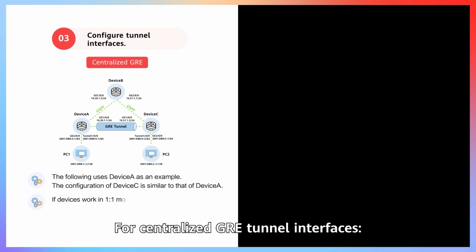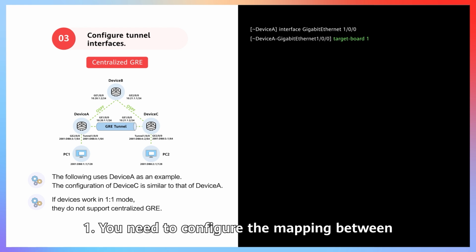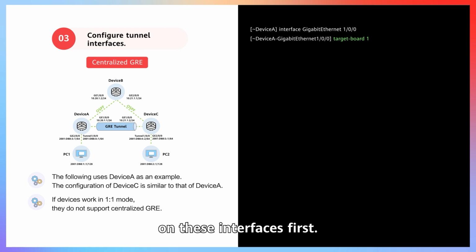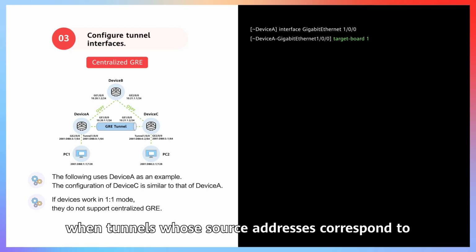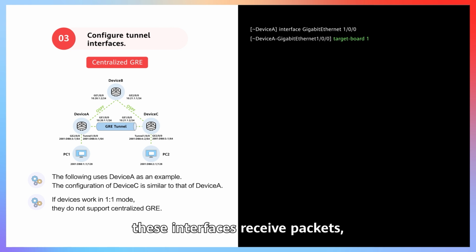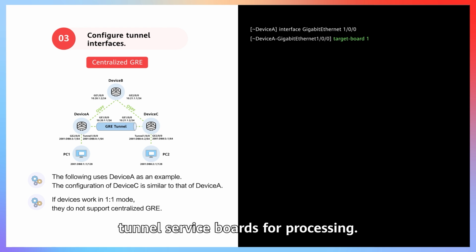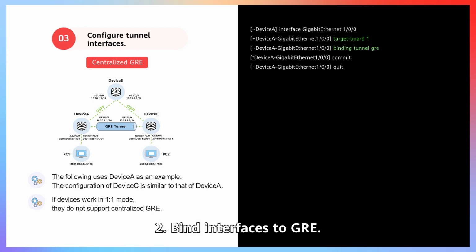For centralized GRE tunnel interfaces, first, you need to configure the mapping between tunnel source interfaces and tunnel service boards on these interfaces. Then, when tunnels whose source addresses correspond to these interfaces receive packets, they send these packets to the corresponding tunnel service boards for processing. Second, bind interfaces to GRE.